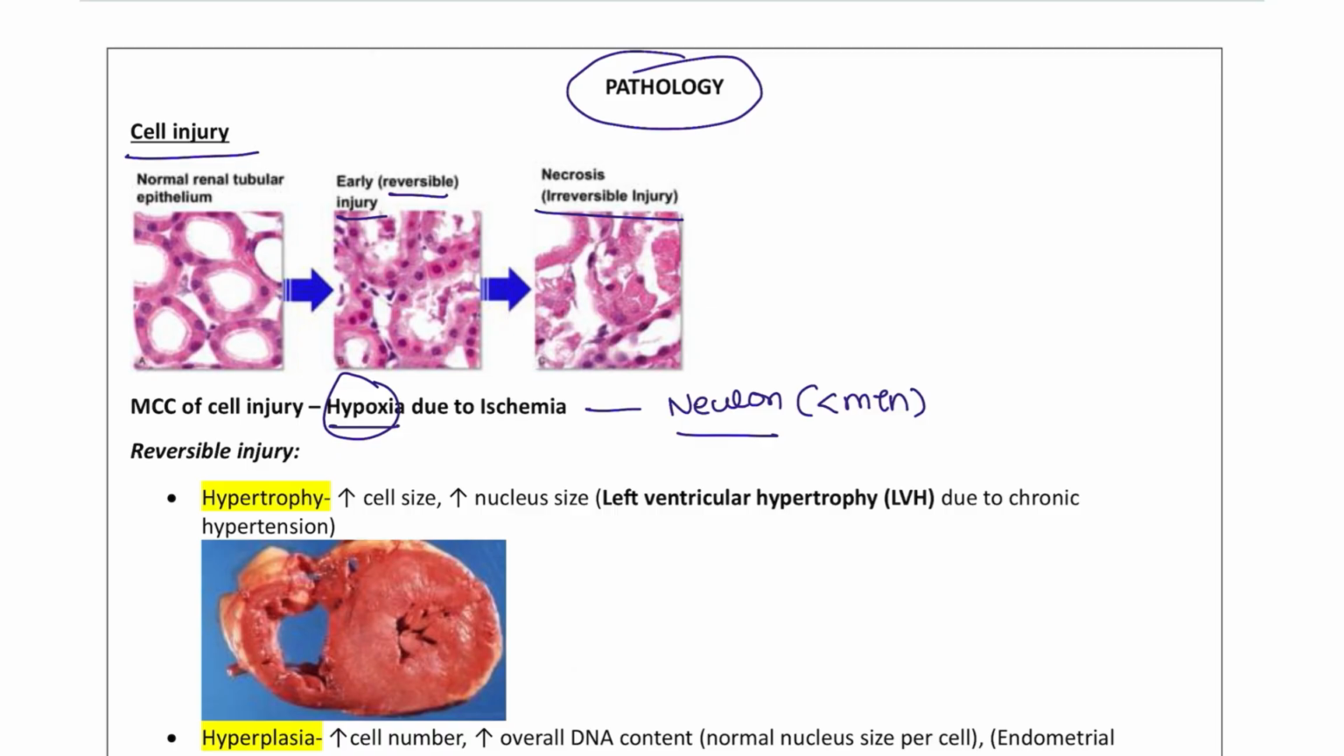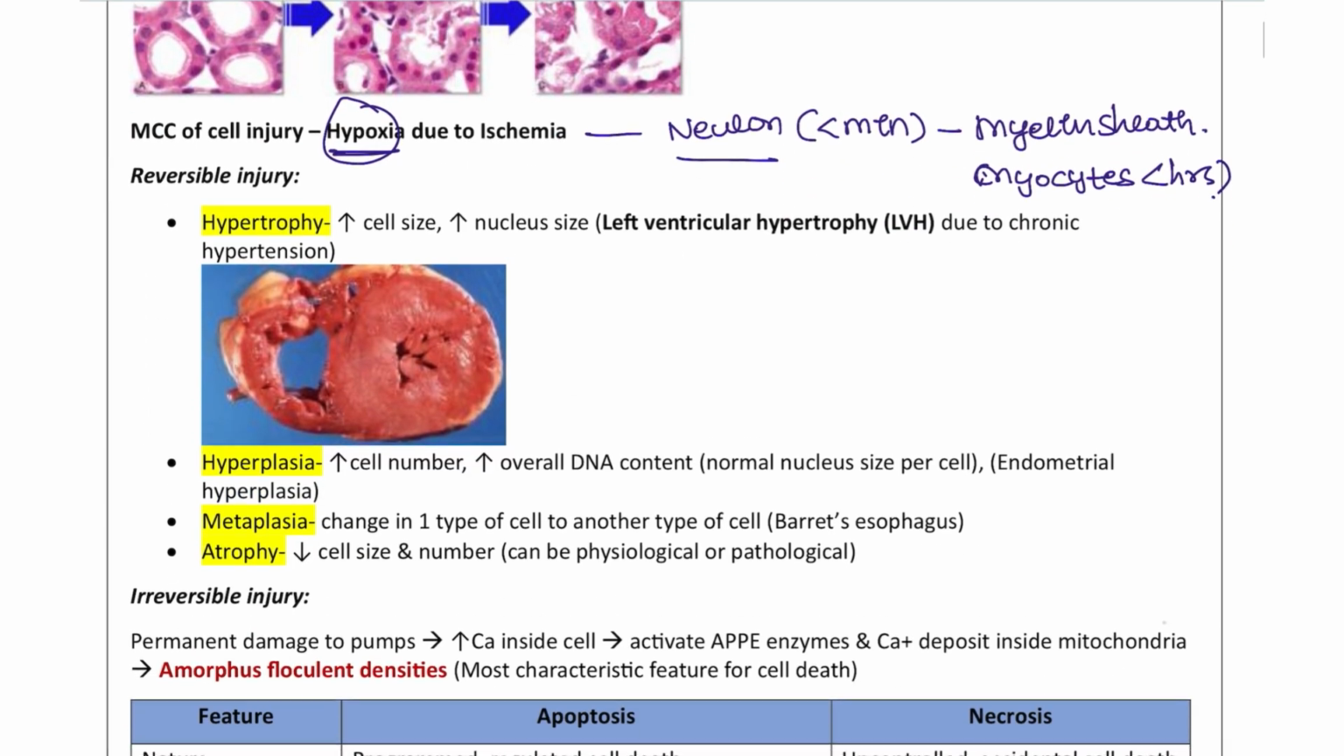And then we have the neuron. After the neuron we can see the myelin sheath, and also there will be myocytes, which can go into damage within hours if there is hypoxia.